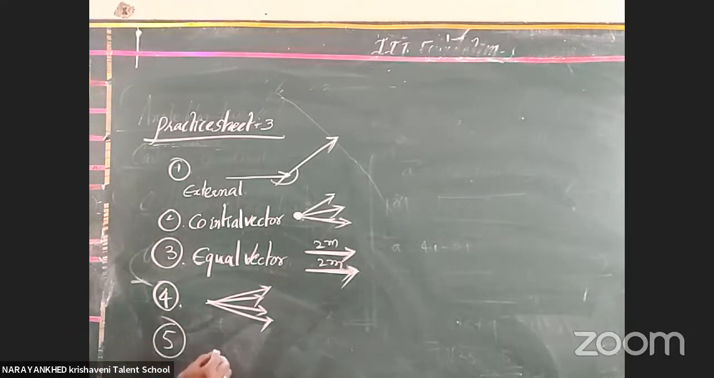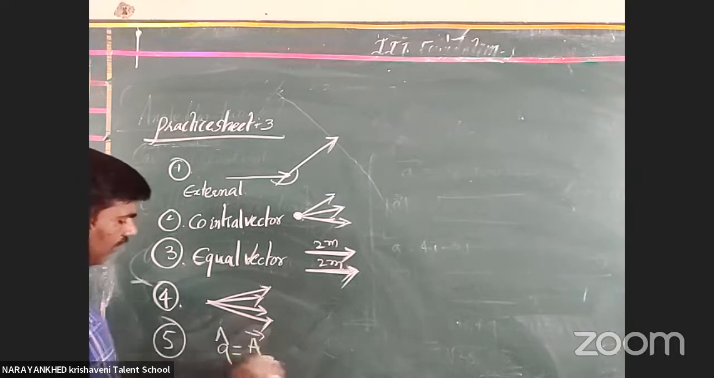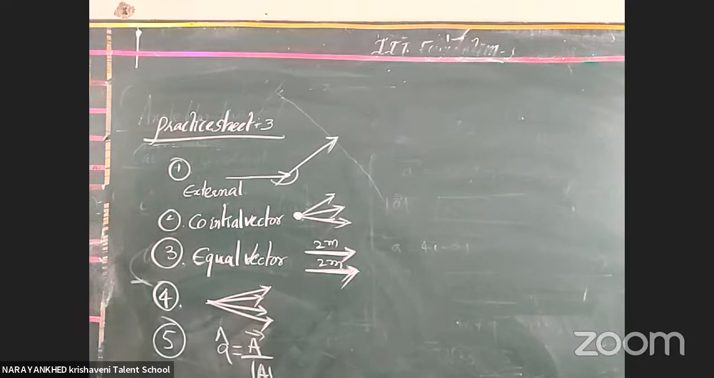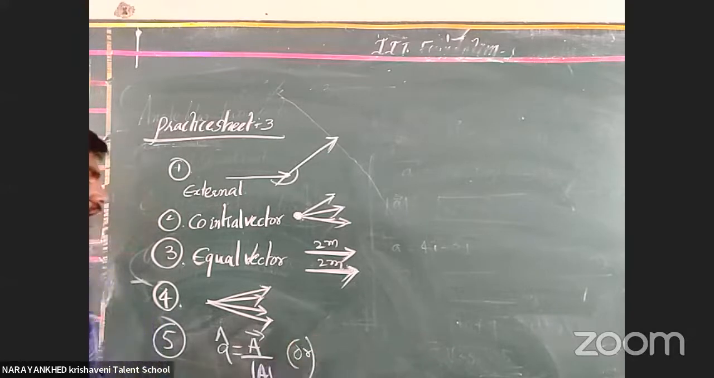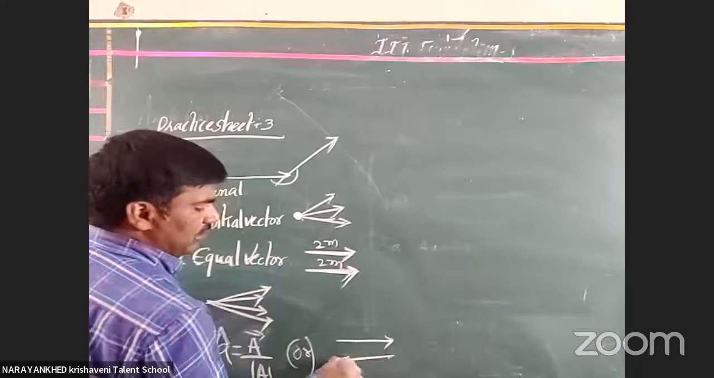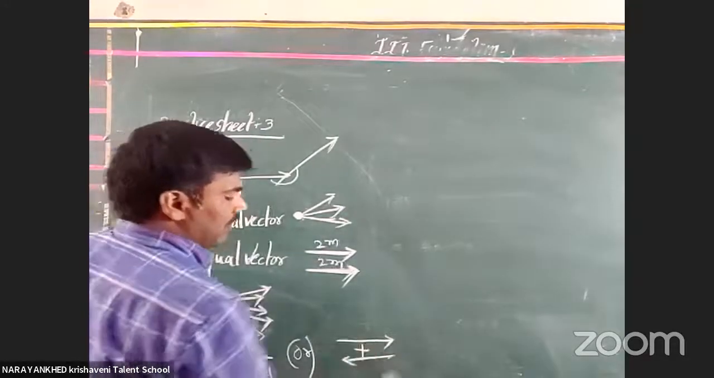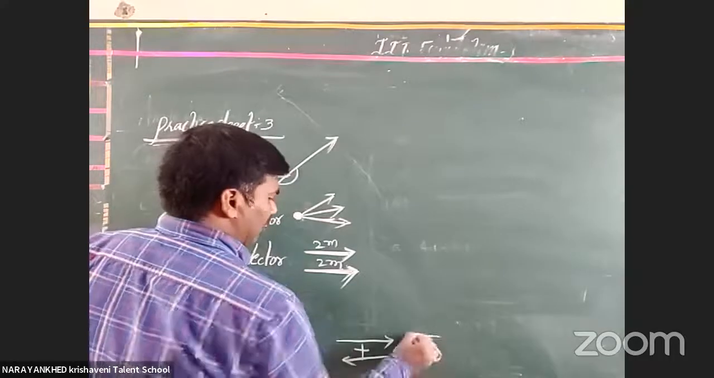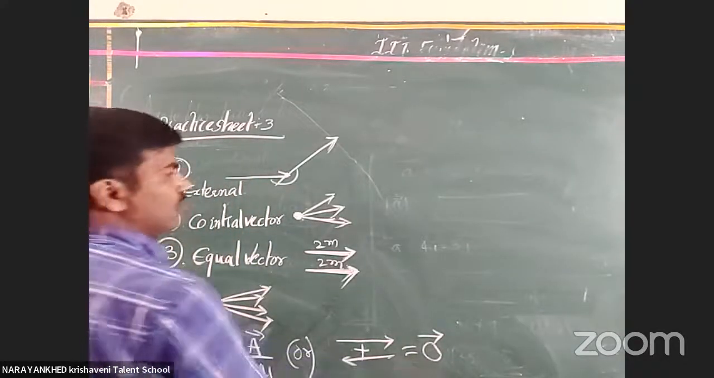A unit vector is taken as a cap, that is, a bar by mod a. That is only called a unit vector. Now, null vectors are nothing but what? Vectors opposite in direction with the same magnitude. The resultant becomes a null vector, zero bar. Okay, clear or not? This is called zero bar.